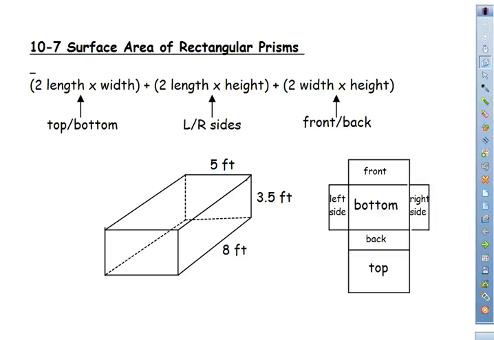Alright, we're talking about surface area of rectangular prisms today. And probably this is one of the most important formula problems that you're going to be dealing with. So it's an absolute must, just like the rest of them, that you write down a formula to solve these particular problems.